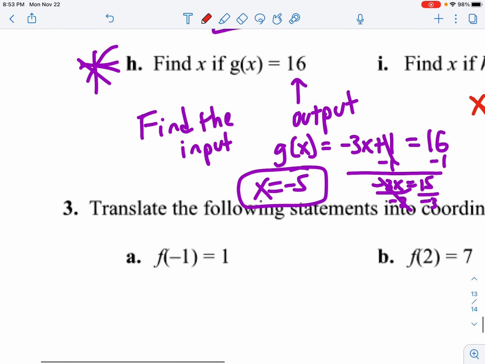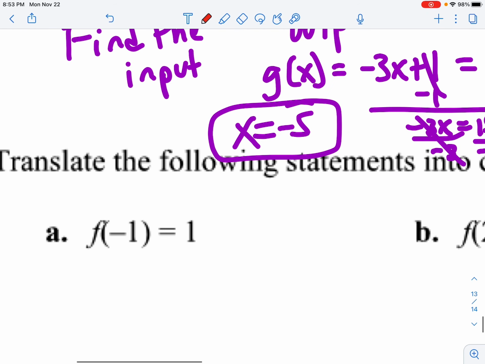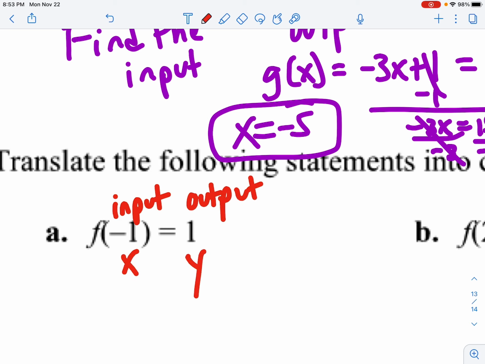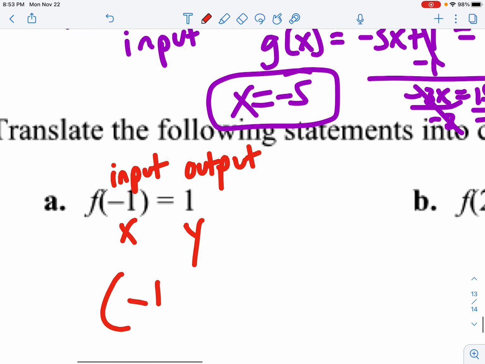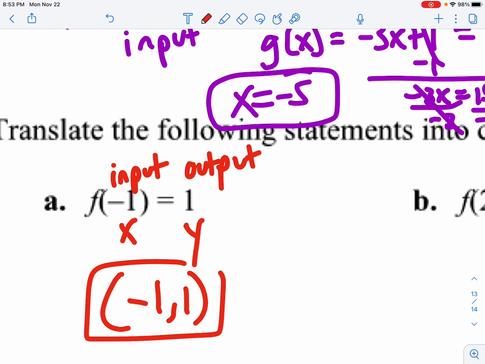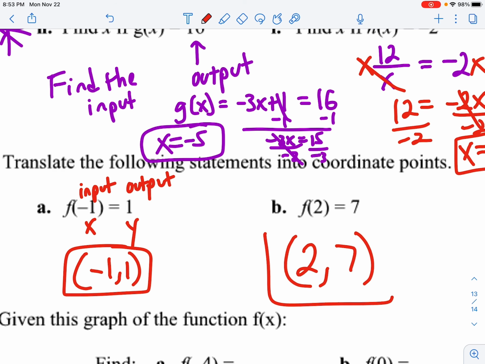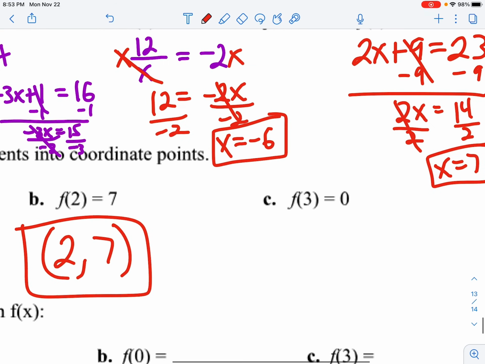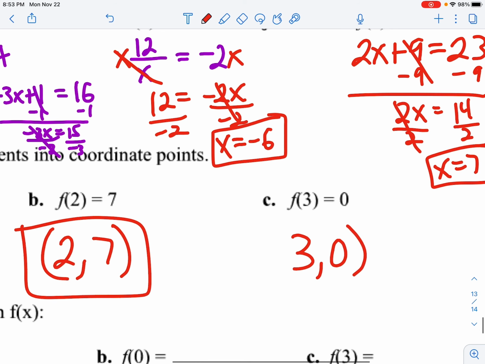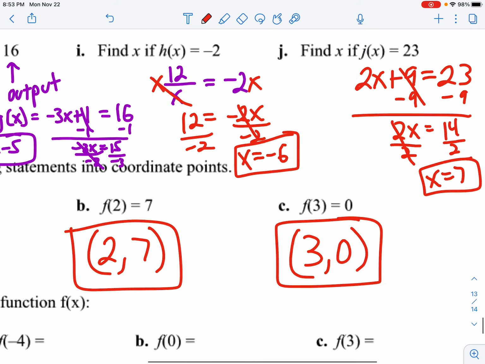Translate the following statements into coordinate points. Very simple. This is the input. This is the output. Or in other words, this is the x. This is the y. Input is always x. Output is always y. So as coordinates, it's very simple. -1, 1. That's all. The number in the parentheses is your x. The number it's equal to is your y. 2, 7, 3, 0. Very, very simple.